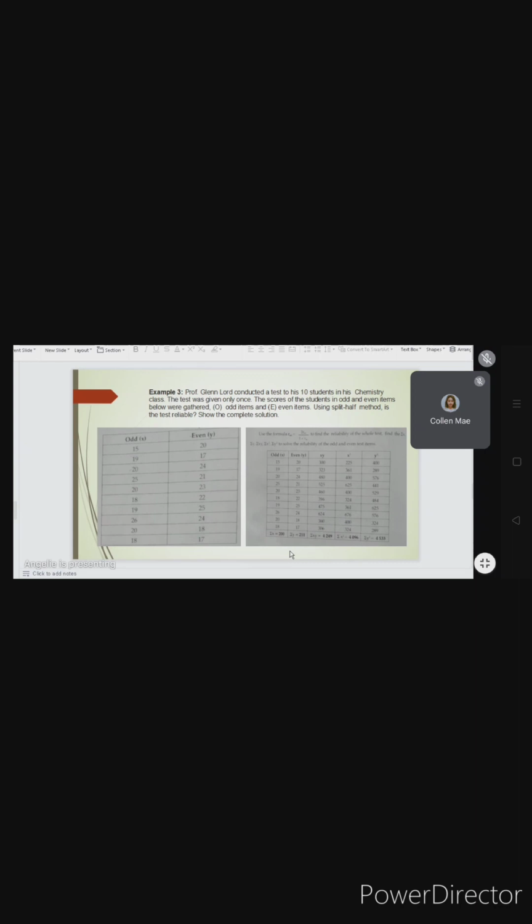So, another example for this: Professor Glenn Lord conducted a test to his 10 students in his chemistry class. The scores of the students in odd and even items below were gathered. Using the split half method, is the test reliable? Show the complete solution. So the odd here is 50, 19, 20, 25, 20, 18, 19, 26, 20, 18. Then the even is 20, 17, 24, 21, 23, 22, 25, 24, 18, 17.